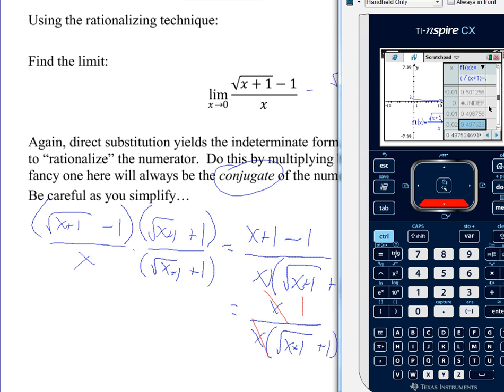Now what I want to do is enter in the other function, the one that we just came up with after we did the limit. And I want to enter that as a new function in this window. It'll be the first time I do this on this calculator, so let's see if I can do it.